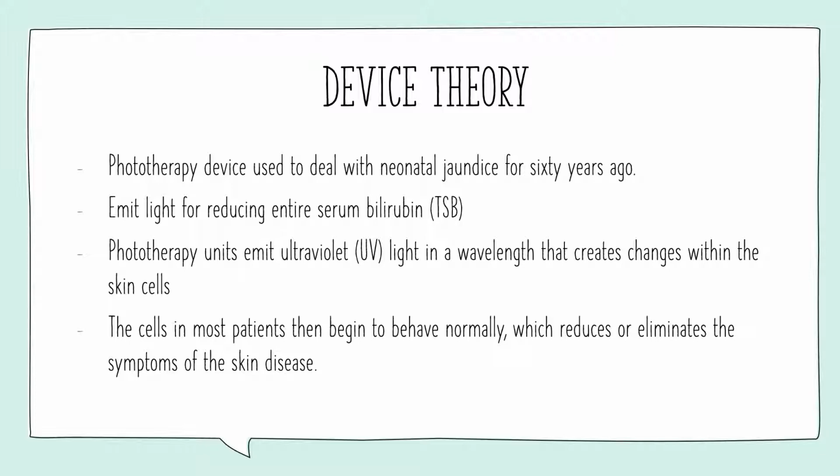The TSB is reduced by accelerating the isomerization of serum bilirubin into cyclobilirubin, which is likewise called bilirubin in phototherapy too.